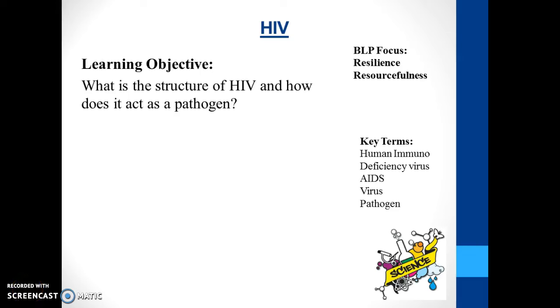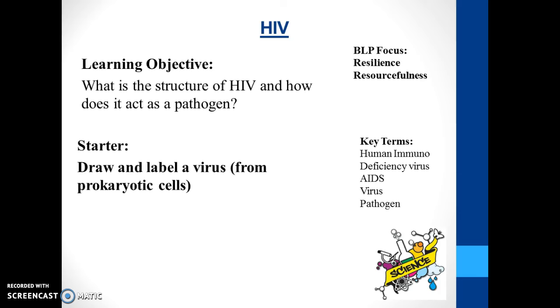Okay, so what we're going to be looking at then is HIV, human immunodeficiency virus. You need to be able to know what the structure of it is and how it acts as a pathogen. This is the last little bit in our cells bit of section 2, and it's the bit that links in a little bit to everything else that we've covered already.